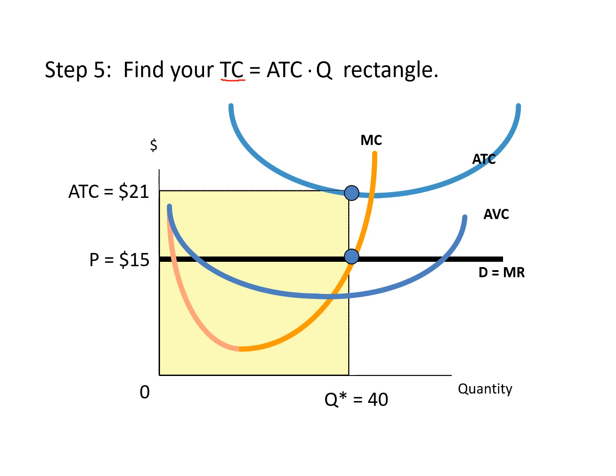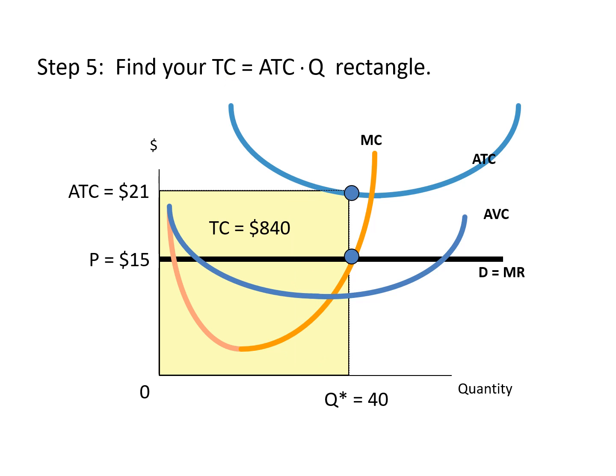So in this example where the firm is making a loss, we can see that the total costs are going to be larger than the total revenues. And that's graphically represented by this rectangle going up to there being larger than the rectangle that only goes up to there. So it is a loss-making firm. So multiplying the average total costs by the quantity produced gives us the total costs of $840.